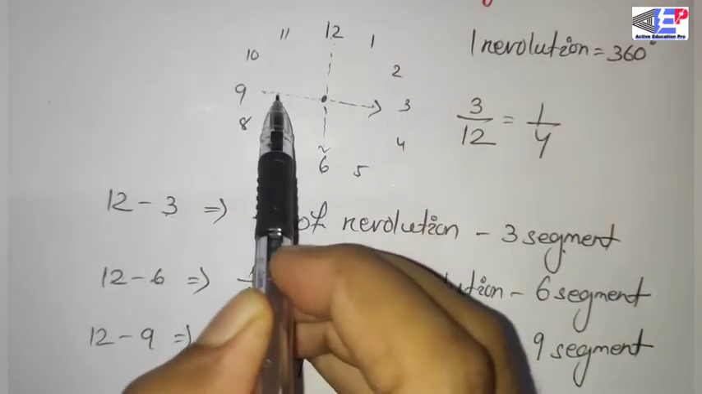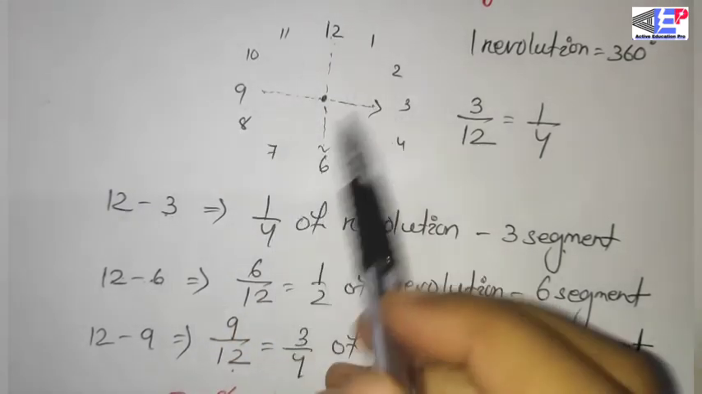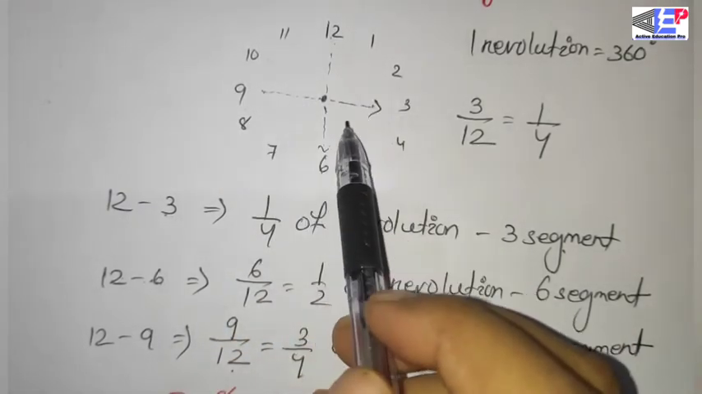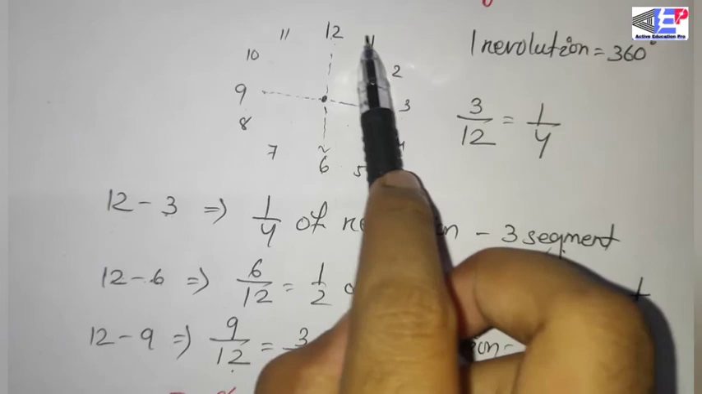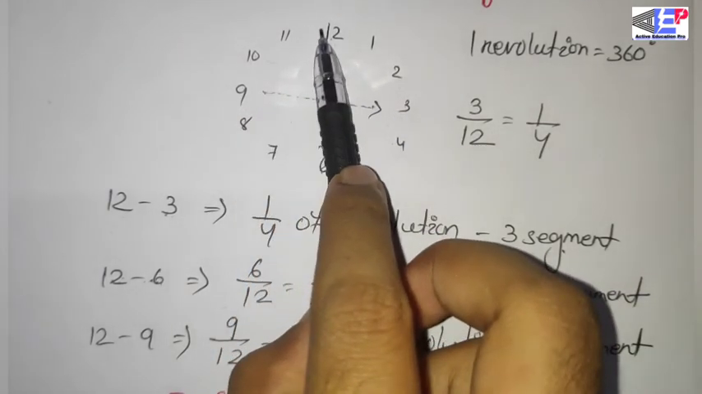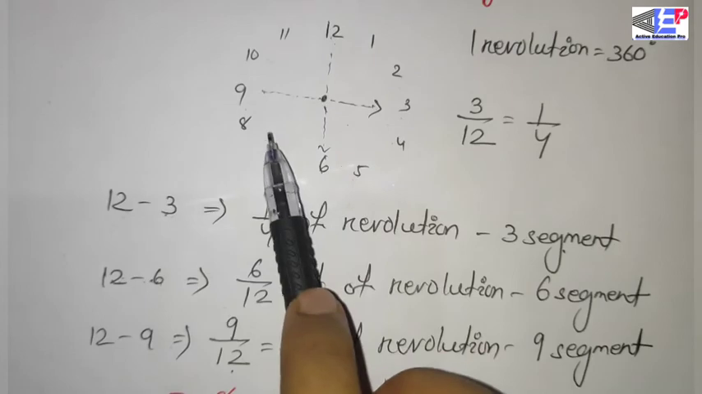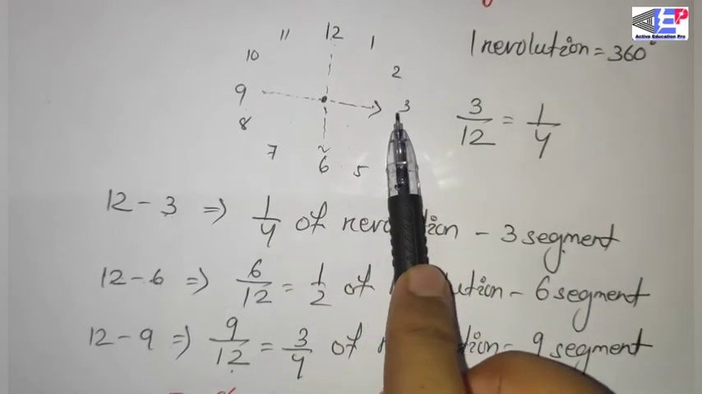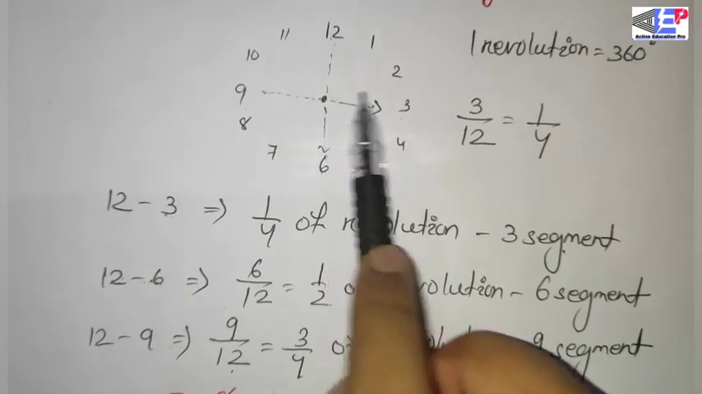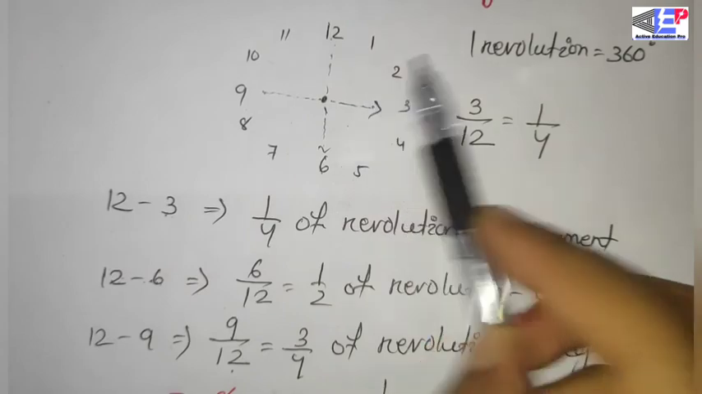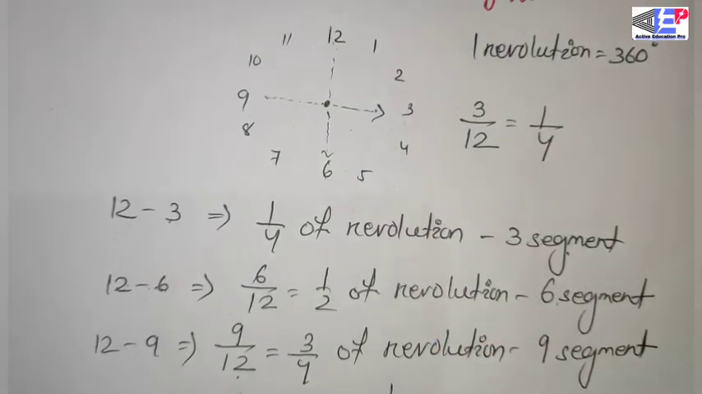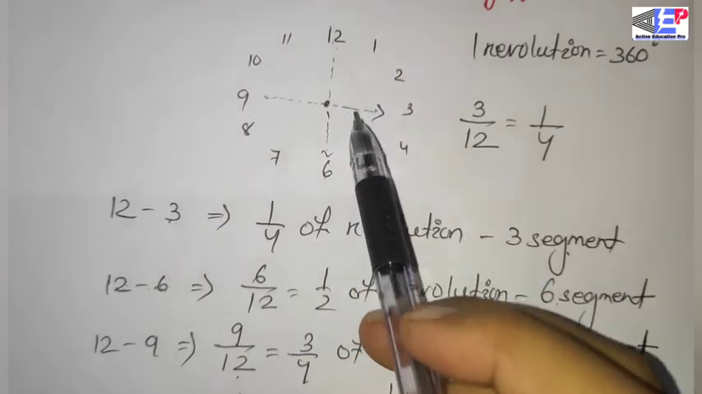If you draw another line like this, there are 4 quarters and there are 4 right angles, 1, 2, 3, 4. So if you complete one revolution, then you have crossed 4 number of right angles. If you move 3 equal segments, then you move 1 right angle. If you move 6 segments, then you move 2 right angles. If you move 9 segments, you move 3 right angles. This is 1, 2, 3.